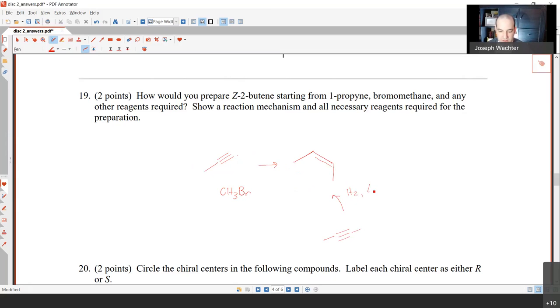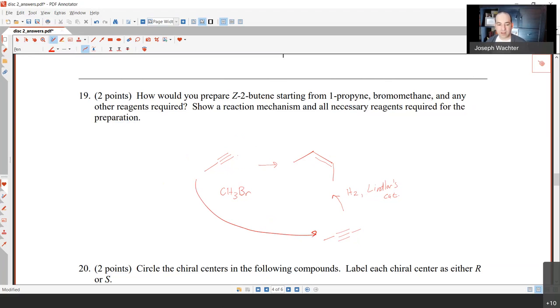So we reduce it with hydrogen, and we talked about this special catalyst, Lindlar's catalyst, which is a way to reduce from an alkyne to an alkene instead of going all the way to the alkane, which is what our normal hydrogenation catalyst would do. When we get into the next chapter in two weeks, we'll learn some other ways to make alkenes also. But for now, that's the only one. So if you have a question that says, how do you make this alkene, that's the only way you can go. All right.